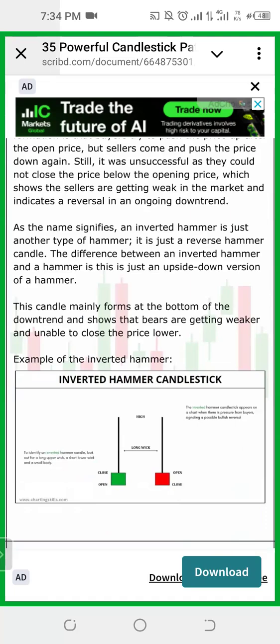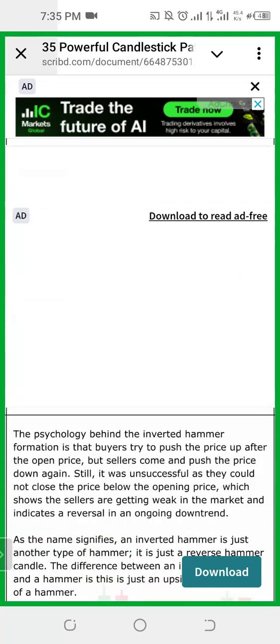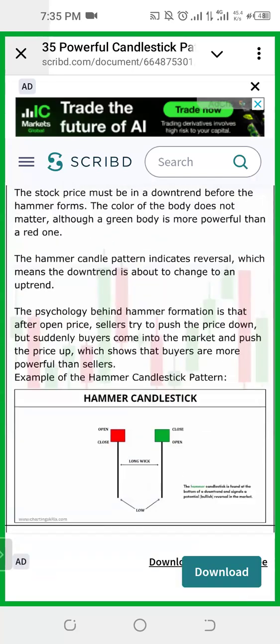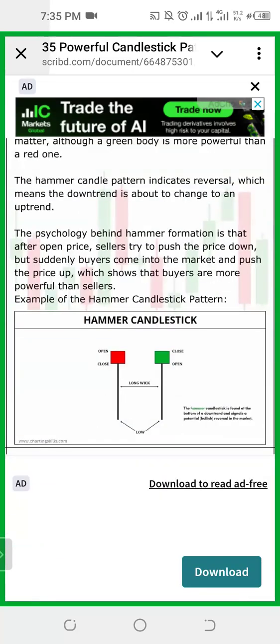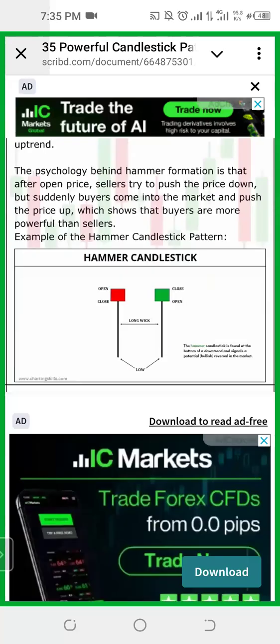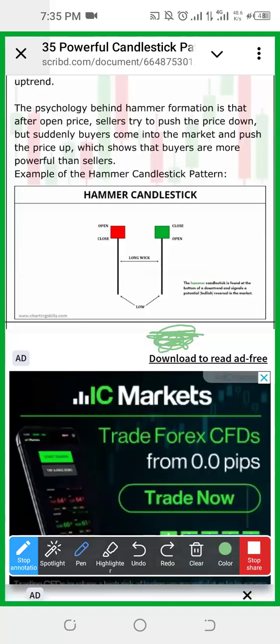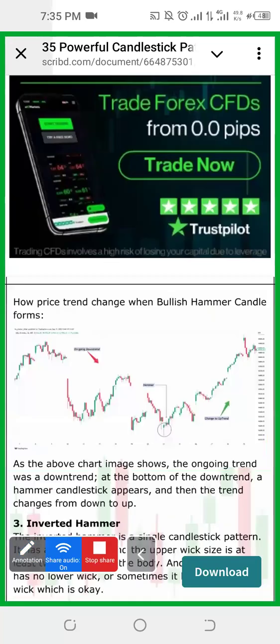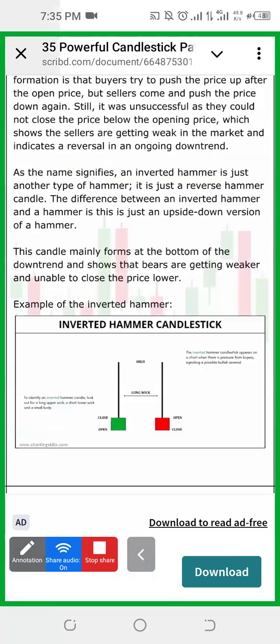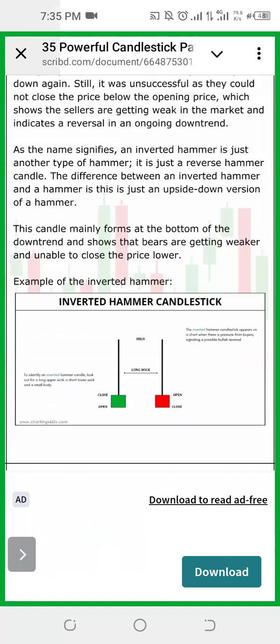The hammer, the head was up. You can see the head was up. But the inverted hammer is just like you turn it down to the other side. If you want to hold a real hammer, you hold it from the handle. So when you now see the opposite of that hammer, called inverted hammer, that means the head is down, the body is down, the tail is up. Then it's another bullish reversal pattern at the end of a downtrend.